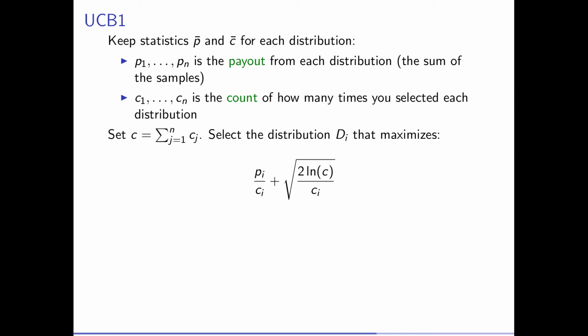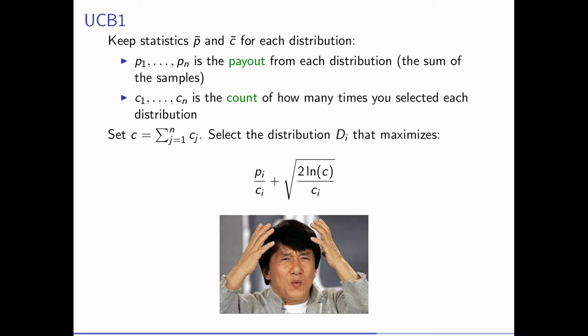And when we've done m-1 samples from different distributions, the way that we choose which slot machine to sample from next is we pick the distribution that maximizes this statistic: pi over ci plus square root of 2 log c over ci. Now, if you are like me, when you look at this the first time, you go, what the heck is this nonsense? Why is this right?